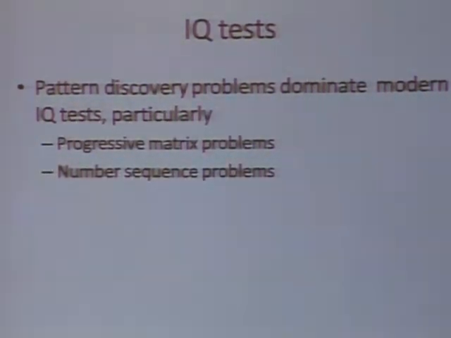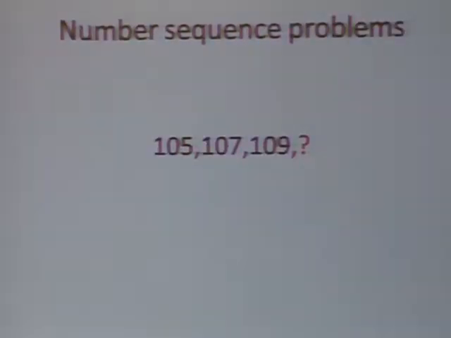And as you know, there are lots of pattern discovery problems in IQ tests. For example, progressive matrix problems and number sequence problems. And we're going to look more closely at patterns in number sequences. So here is one number sequence, for example. What would the next number be there? Well, I think we would all agree that it should be 111.